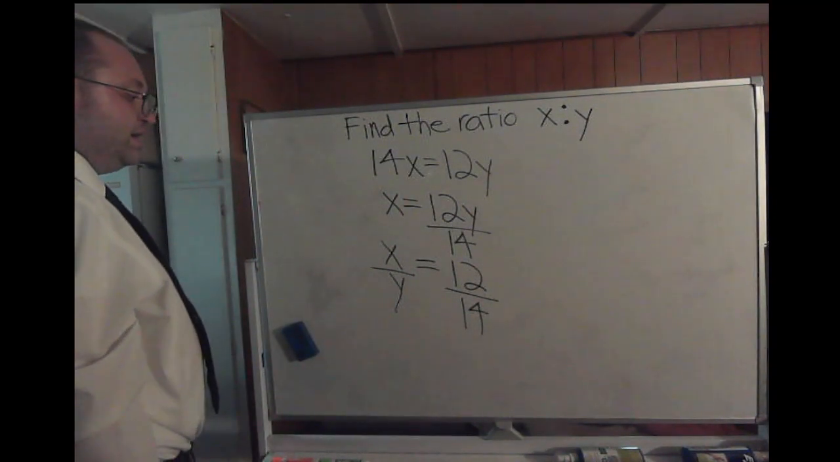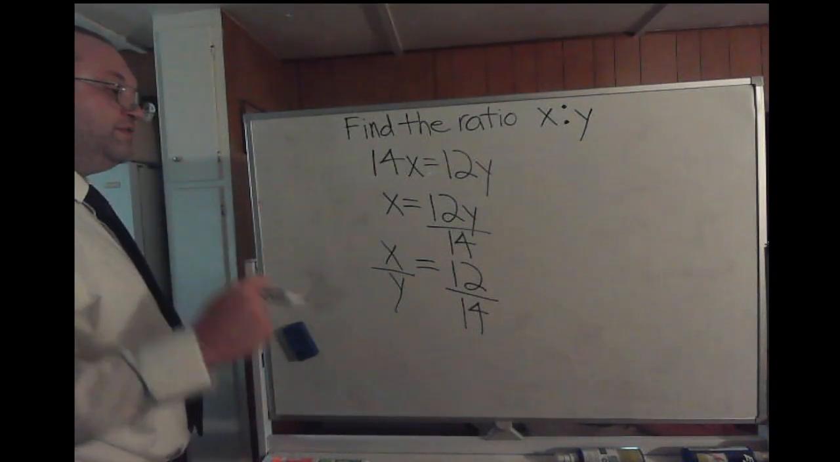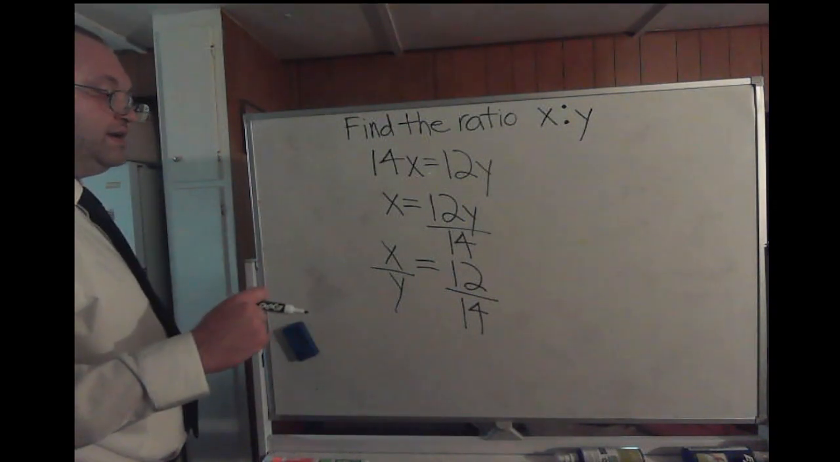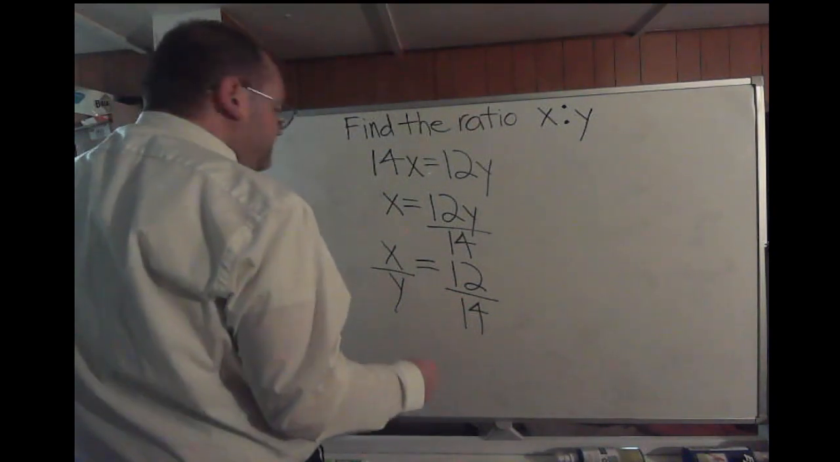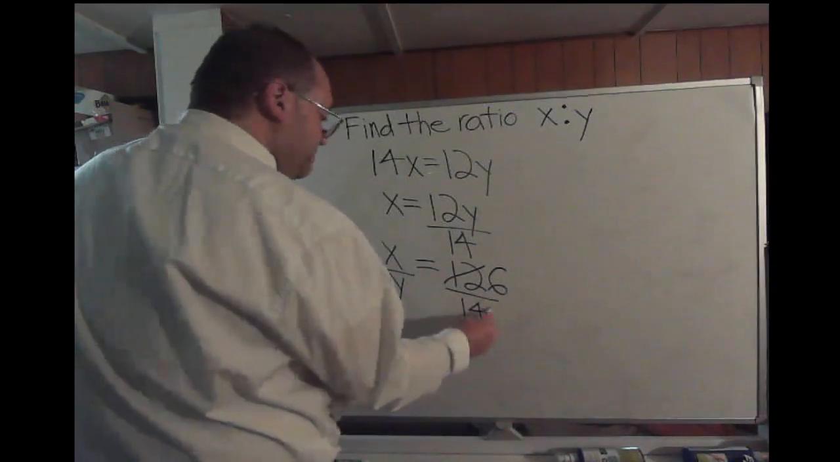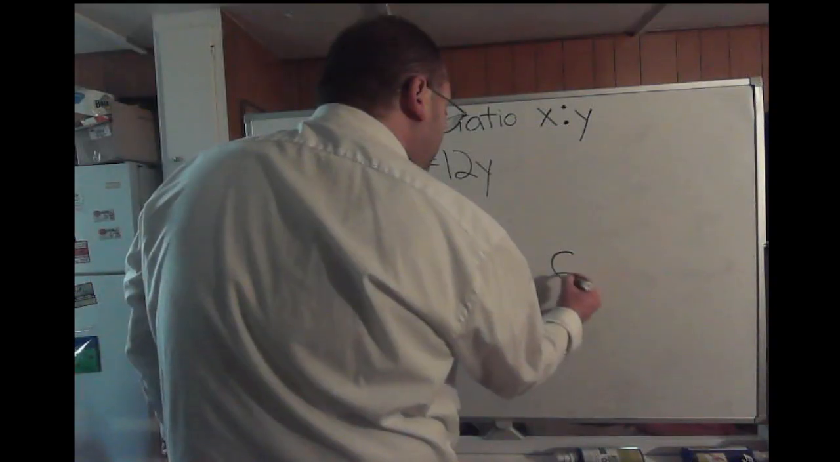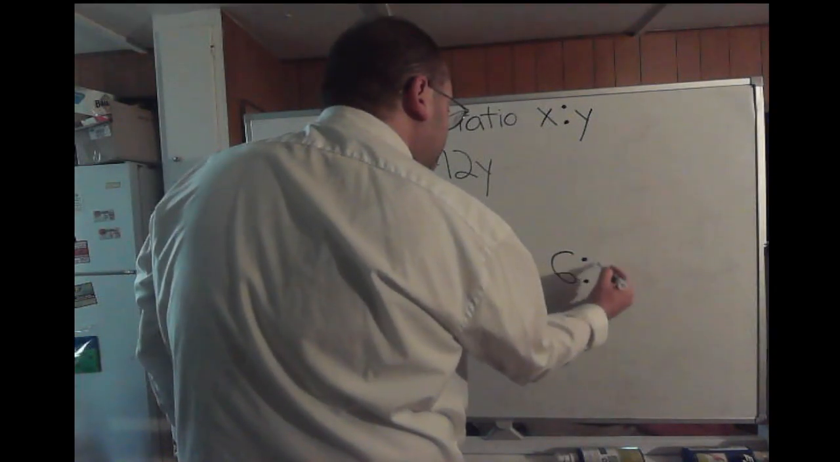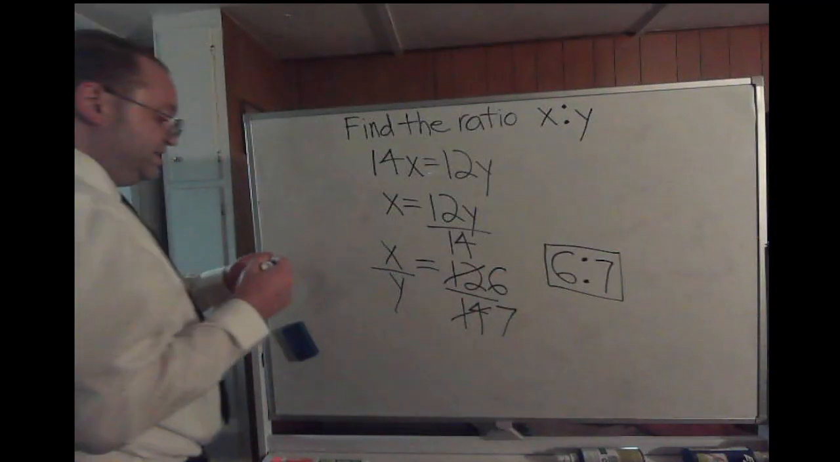Okay? Well, x to y is 12 to 14, but we know we can simplify 12 to 14, right? 12 and 14 both have a common factor of 2. We divide 12 by 2, we'll get 6. Divide 14 by 2, you get 7. So the ratio of x to y ends up being 6 to 7. That would be your final answer, 6 to 7.